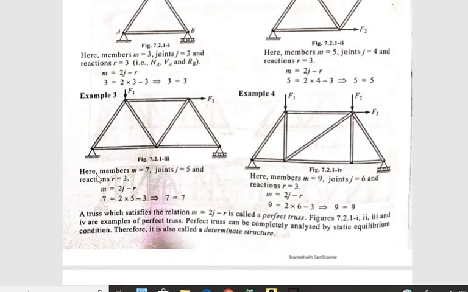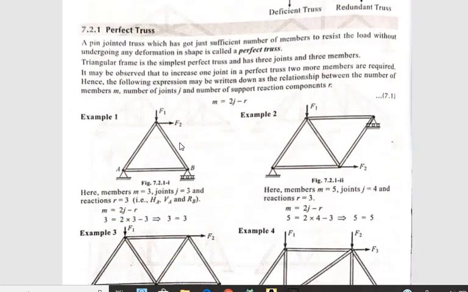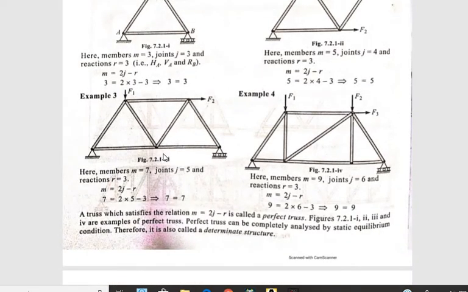This is another example. Observe here, members are 7 in this figure, 1 2 3 4 5 6 7. Joints: 1 joint, second, third, fourth and fifth, 5 joints, so it becomes 7 is equal to 7. This is another example. In this again 9 members, 6 joints, reactions 3, so 9 is equal to 2 into 6 minus 3, so 9 is equal to 9. These are the examples of perfect truss. In examinations you have to write down the definitions and give an example of any one such geometry. So this is about the perfect truss.